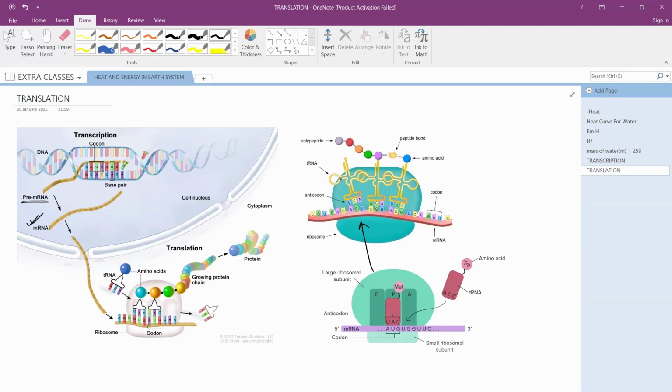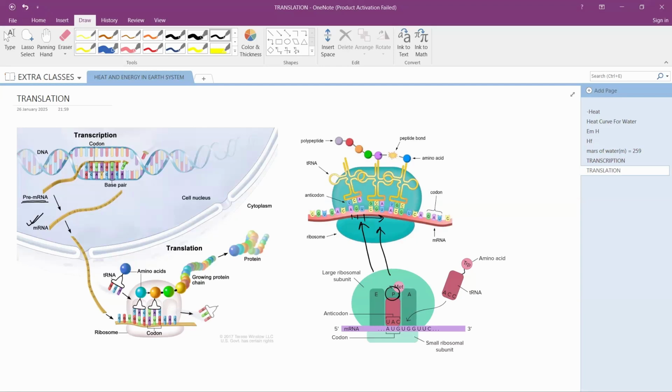This is the tRNA, just like a clover leaf. First of all, at the position E, the tRNA comes and gets attached. This is the anticodon. If the codon has A, G, and U, the anticodon is U, C, and A. After that, this tRNA shifts to position P.